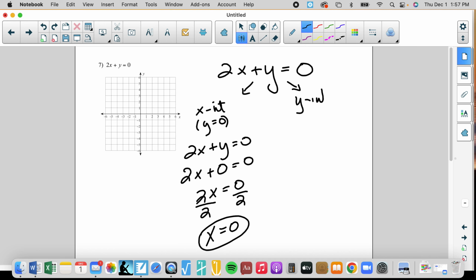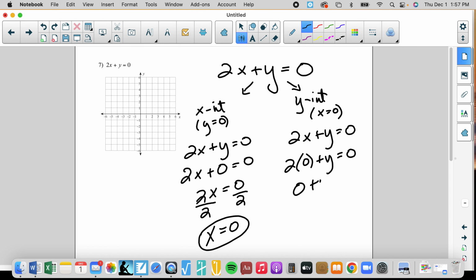And this is where it gets fun. This is where you may see where I'm already going with this equation. So we plug 0 in for x. We get 0 plus y equals 0. We get y equals 0.